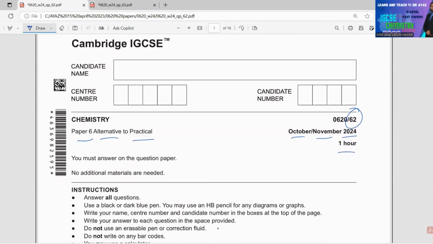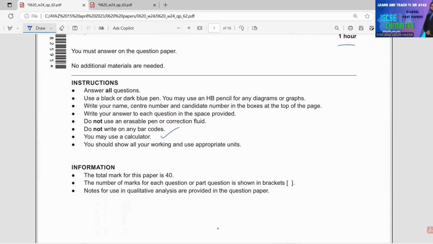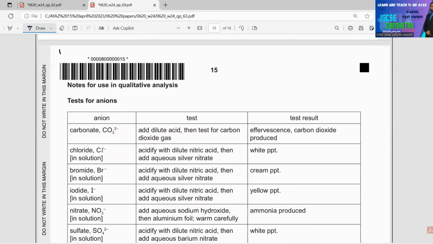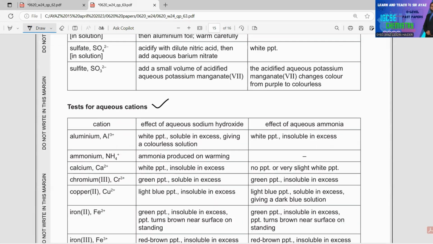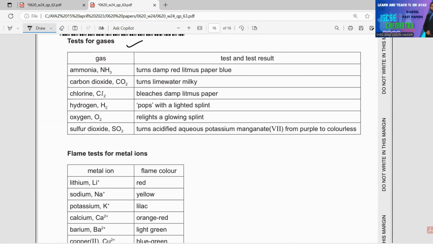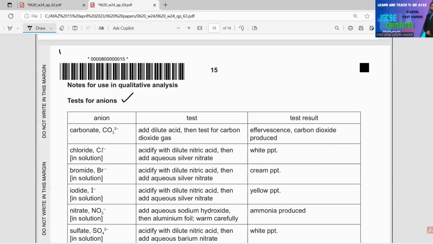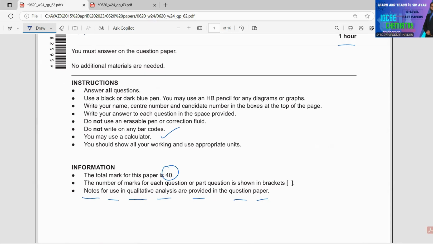You have to answer all the questions. You can use a calculator in this paper. The total mark for this paper is 40. Important point, notes for use in qualitative analysis are provided in the question paper. This is the notes for use in qualitative analysis. It includes tests for anions, tests for cations, tests for gases, and the flame test for metal ions. So let's start the paper.